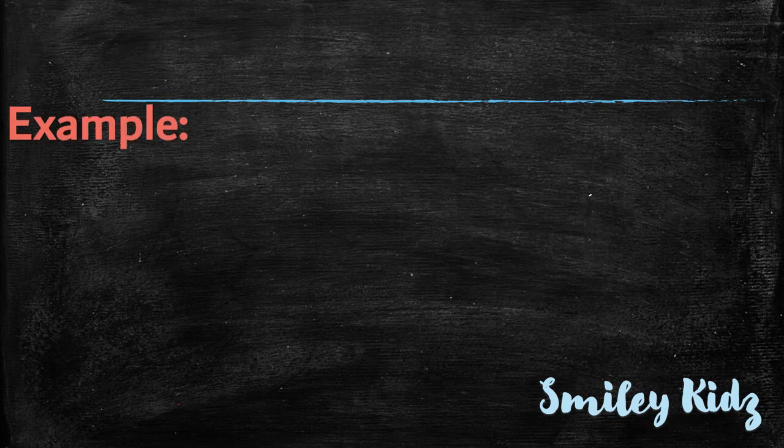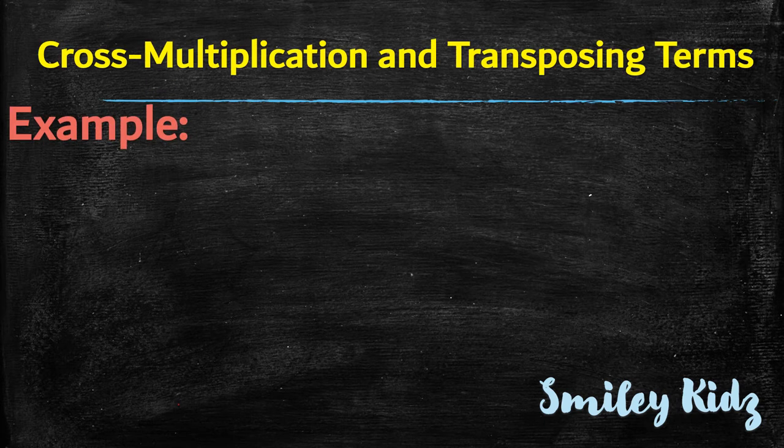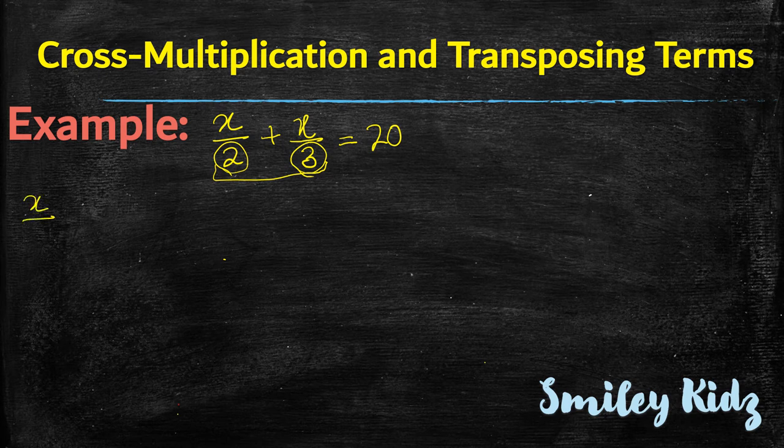Now let's see another example. x by 2 plus x by 3 is equal to 20. Now before using the method of cross multiplication, first we have to solve this. So here we are adding two fractions, and these fractions have different denominators. So first we'll convert these different denominators into like denominators. How to do that? We will be taking LCM of these two denominators. So the denominators here are 2 and 3. Now LCM of 2 and 3 will be 6. So we'll be converting these fractions into like fractions.